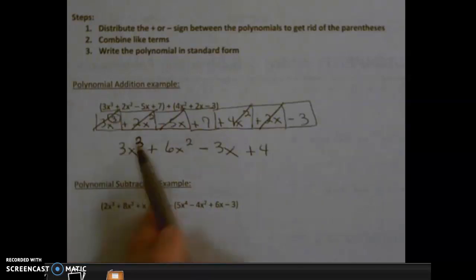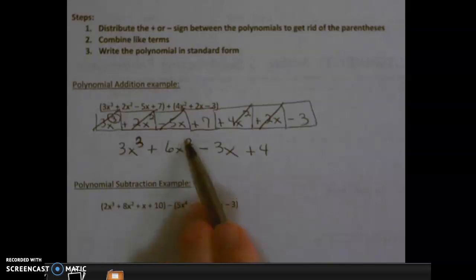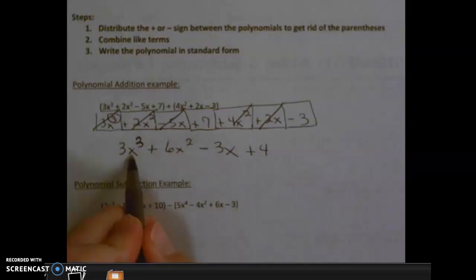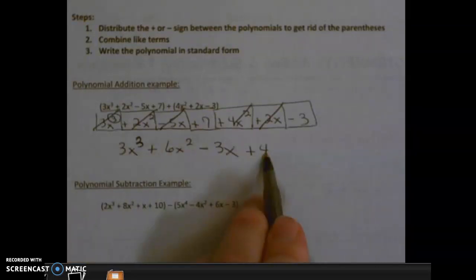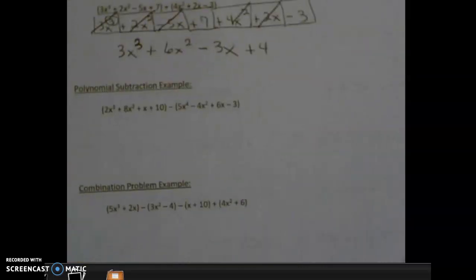Sorry about that. So when you're in standard form, we start with the highest exponent first, and then we descend. So 3, 2, 1, and the constant always goes on the end. So this is in standard form. We have 1, 2, 3, 4 terms in this answer. Okay, let's look at the next example.